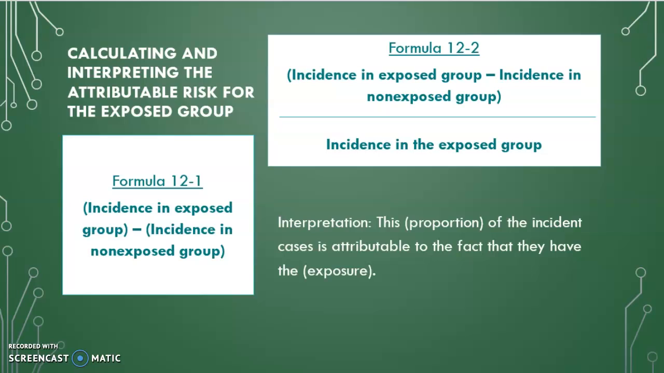So how do we calculate and interpret the attributable risk for the exposed group? We can do this by using previous formulas, including 12.1 and 12.2. And so in order to get the proportion, we would do incidence in the exposed group subtracted from incidence in the non-exposed group divided by the incidence in the exposed group.